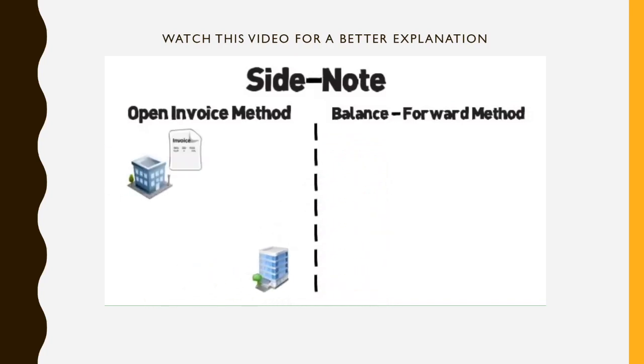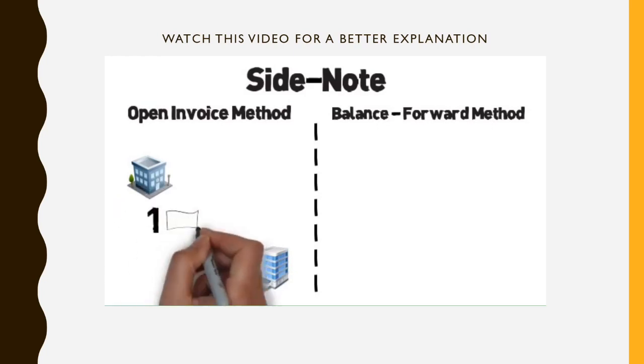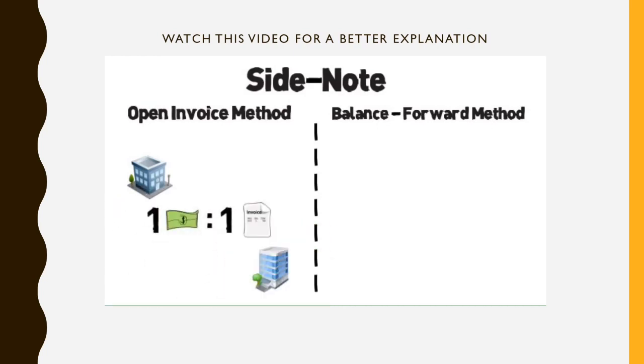Using the open invoice method, Company A sends an invoice to Company B. Company B processes the invoice and sends Company A their payment. So it's a one payment to one invoice method.